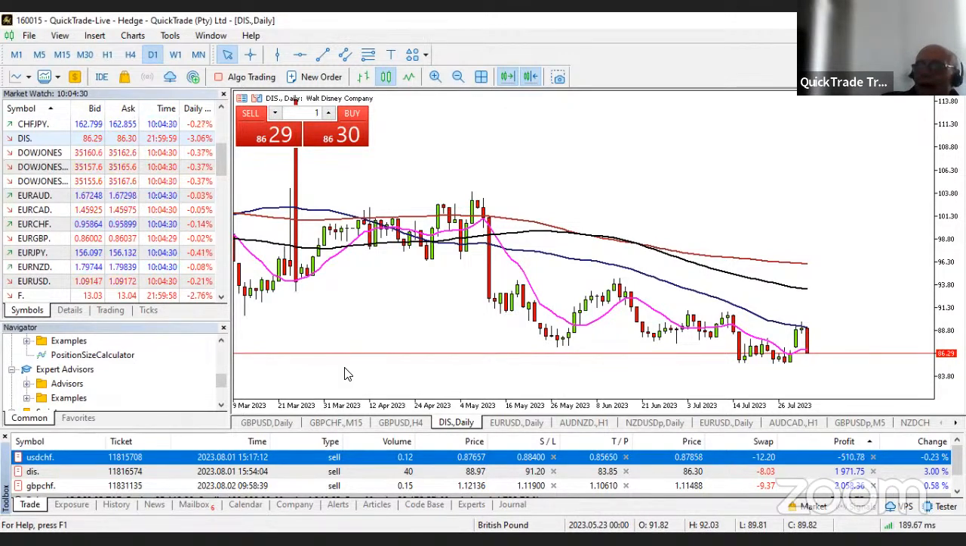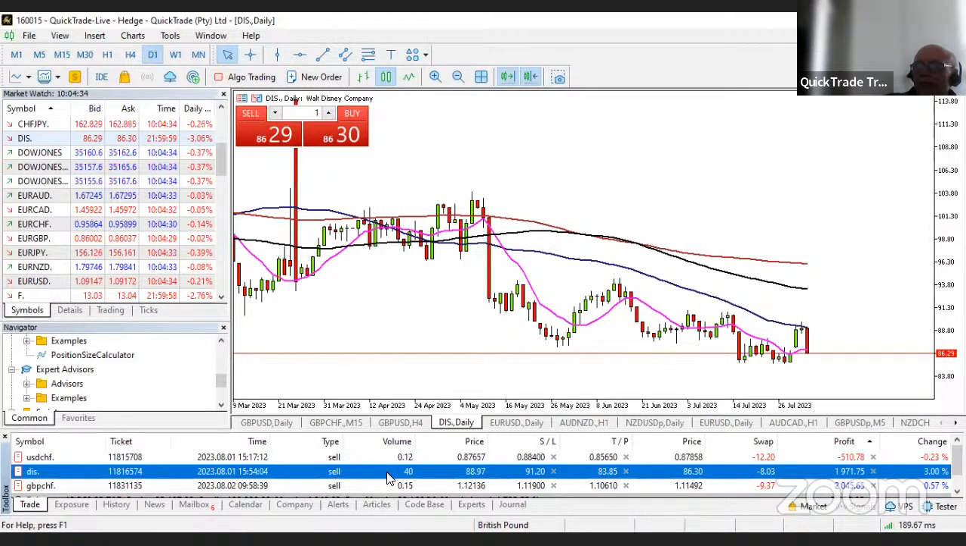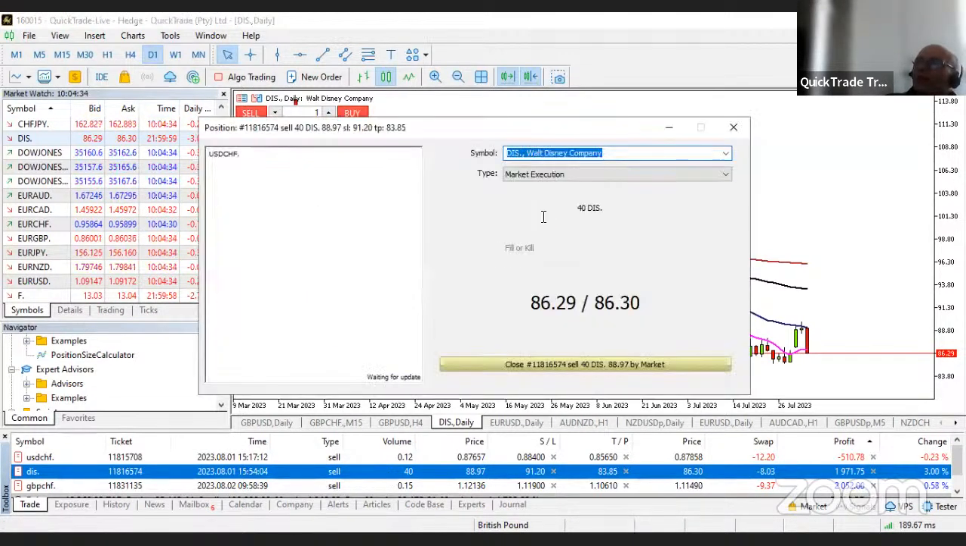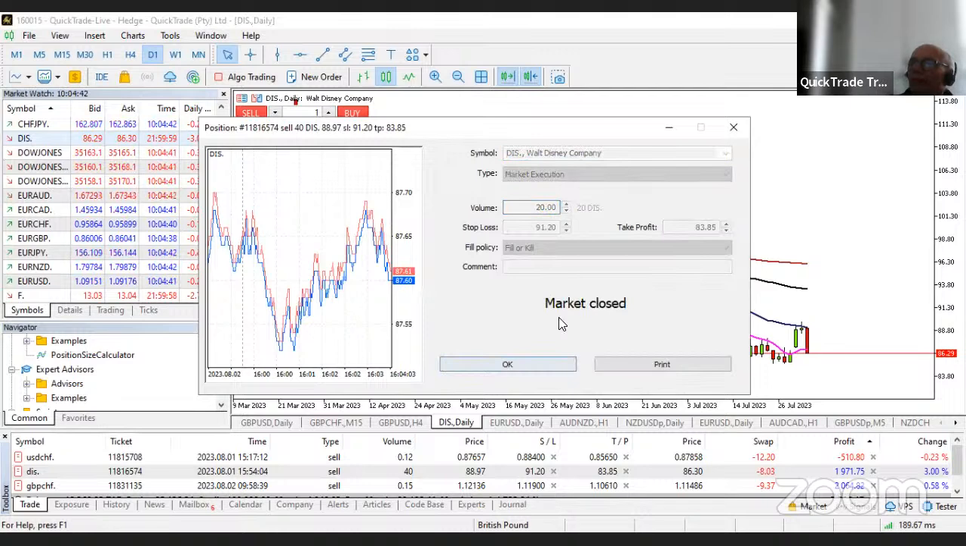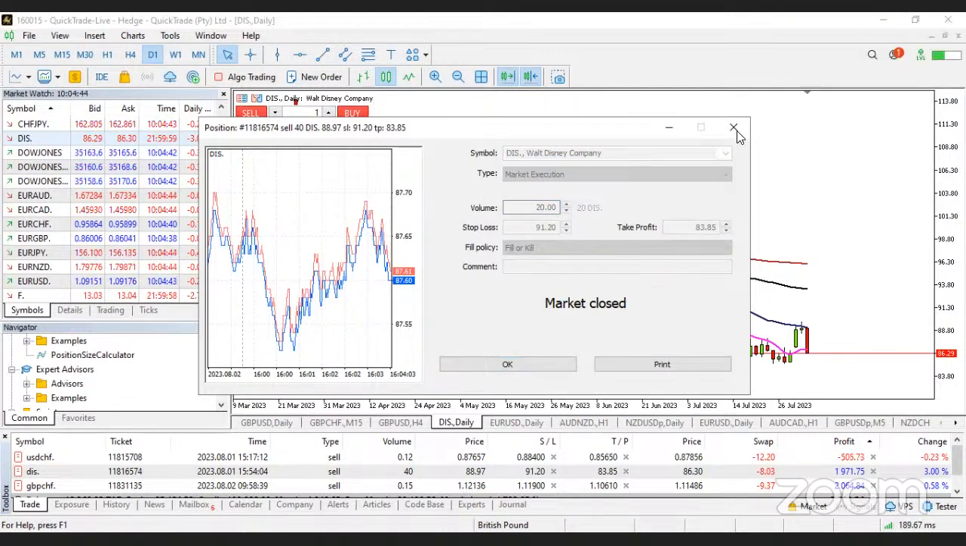I'll show what I mean. I'm going to reduce the volume now on my Disney, right? Double click. And I'm going to bank 20. Look what happens. Get it? Okay, so now you know.